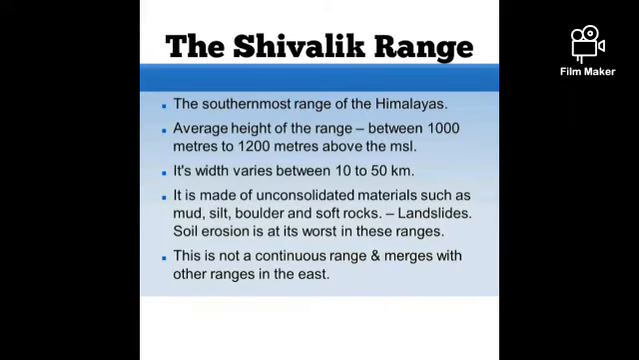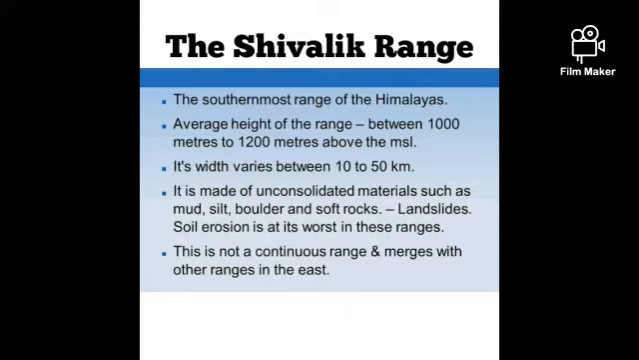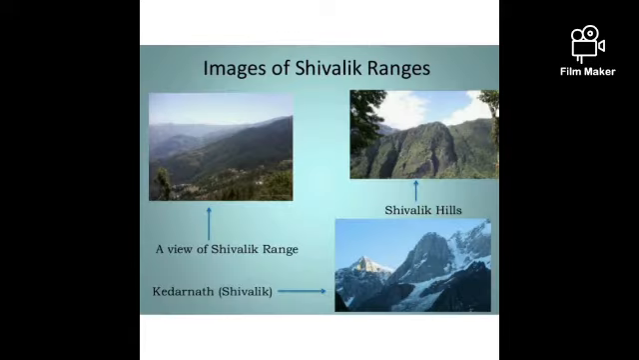The last range is the Shivalik range, which is the southernmost range of the Himalaya. Its average height is between 1000 to 1200 meters above sea level, and its width varies between 10 to 50 kilometers. It is made of unconsolidated material such as mud, silt, boulders and soft rocks. Landslides and soil erosion are very common in this area. This is not a continuous range of the Himalaya; it merges with the other ranges in the east. In front of you is an example of the Shivalik Hills, Kedarnath, situated in Uttarakhand.